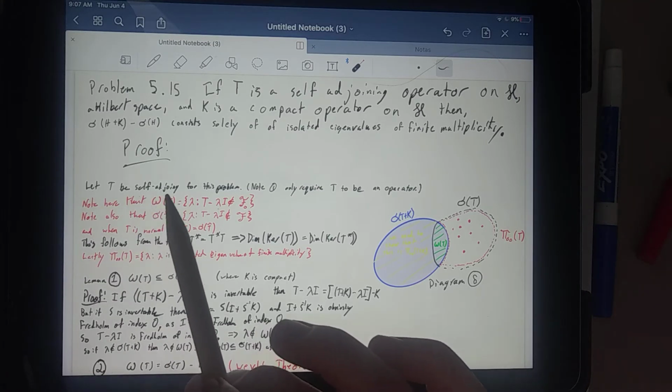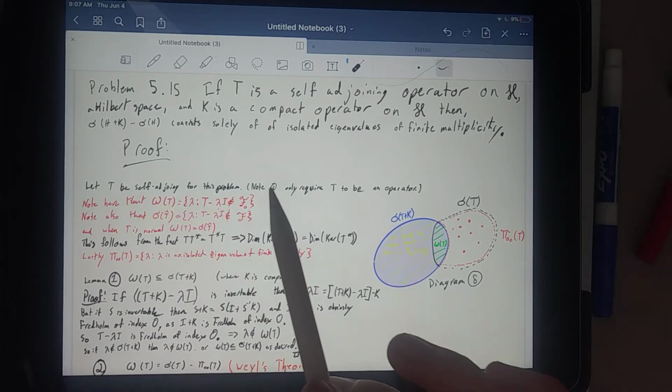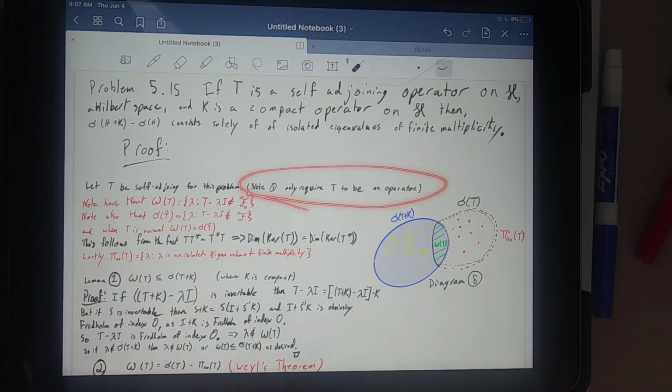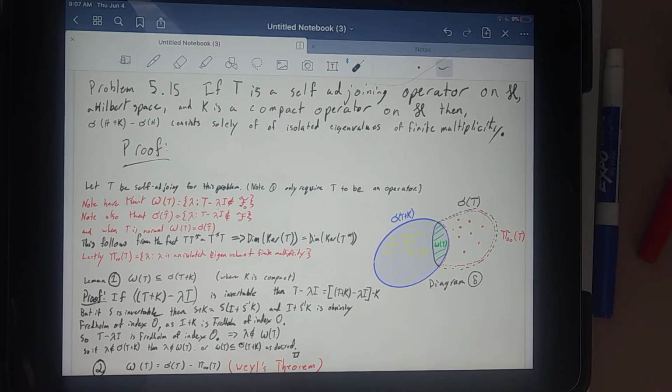So first off, we're going to say let T be self-adjoint for this problem, and we're going to note that for lemma 1, we only need that T is an operator. Obviously for the rest of the problem we're going to need it, but note that we're not relying on the self-adjointness of T when we are proving lemma 1.